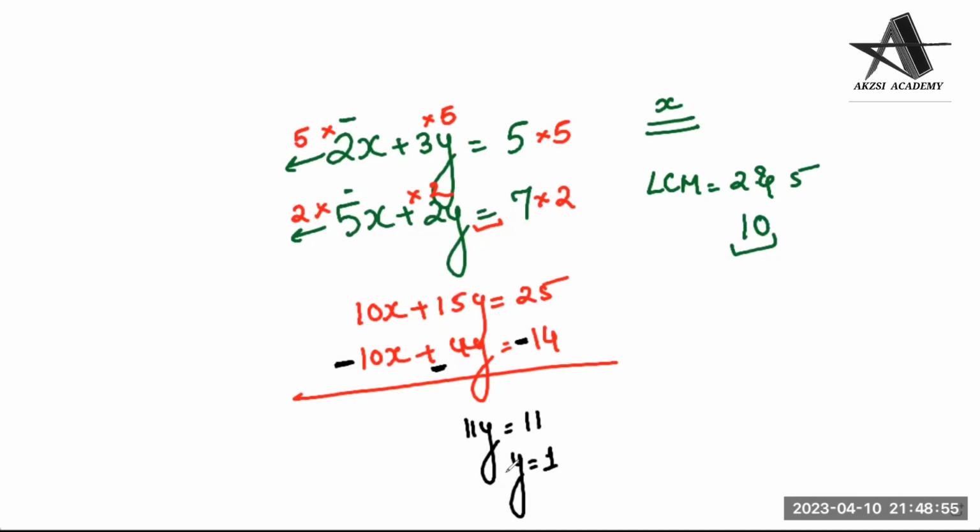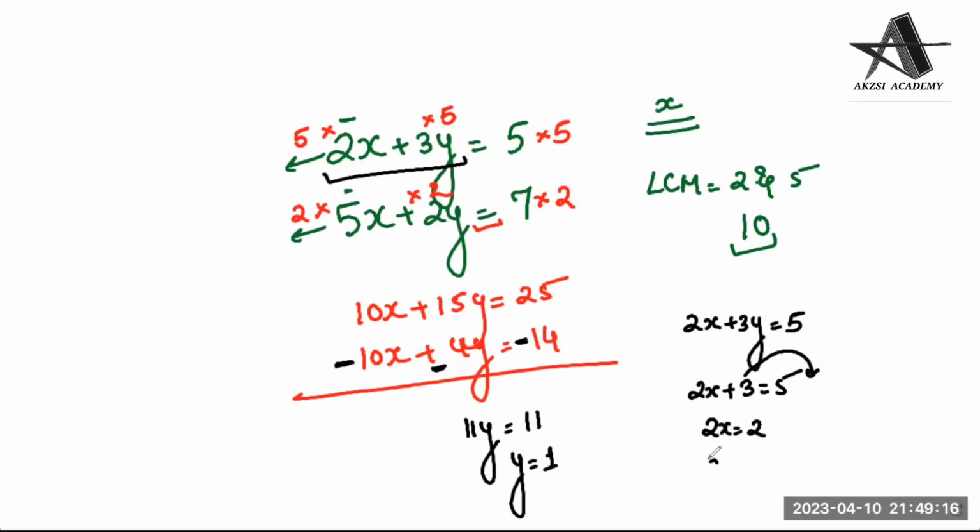Same as before, once you have the value of y, you just need to put it in. Let me put it in the first equation. The first equation is 2x plus 3y equals 5. Put the value of y there. So 2x plus 3 times 1, which is 3, equals 5. 2x equals, when I transpose it here, 5 minus 3, 2, and x equals 1. The final answer is x equals 1 and y equals 1 for this equation.